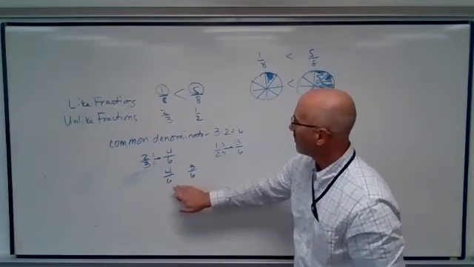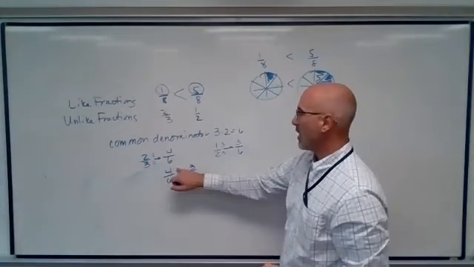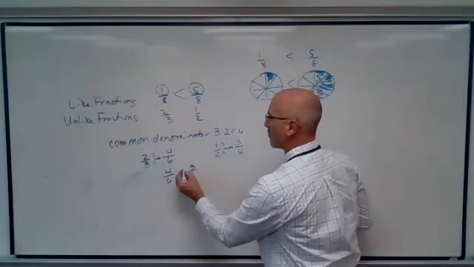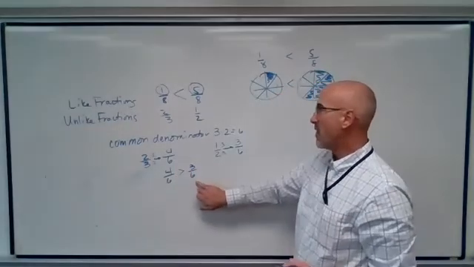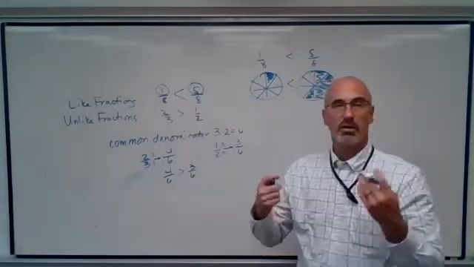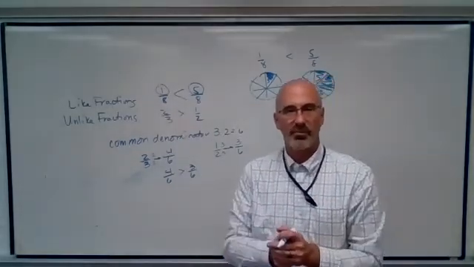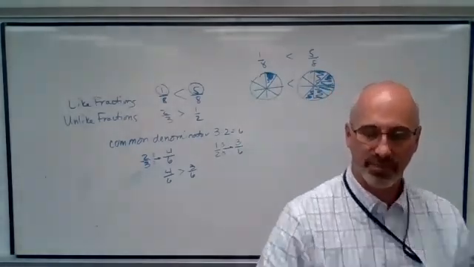So now we have like fractions. So we look at our numerators. And 4 is greater than 3, therefore 4/6 is greater than 3/6. Then we go back to our original problem and we do the same comparison. And that is how you compare and order fractions.